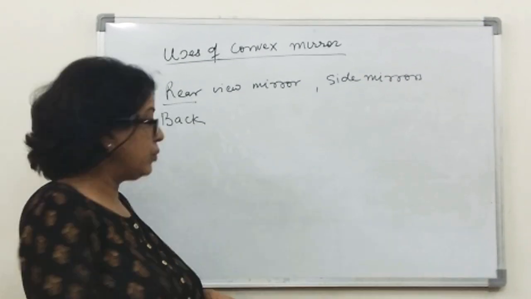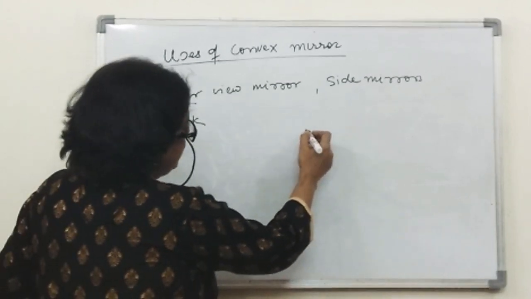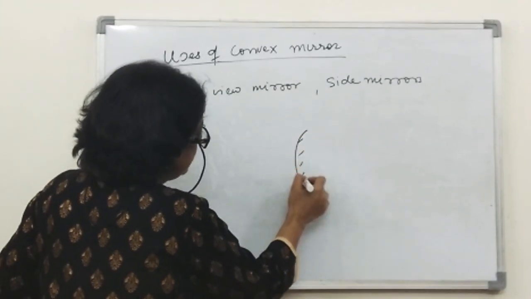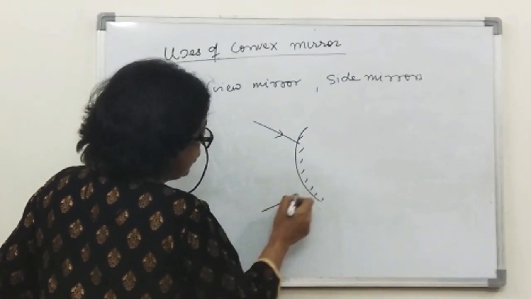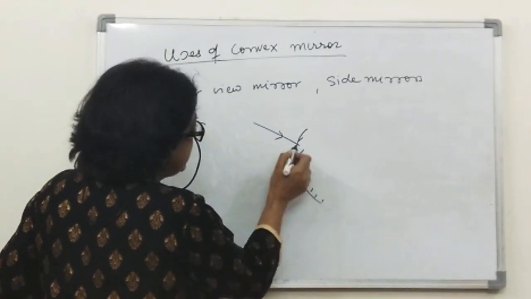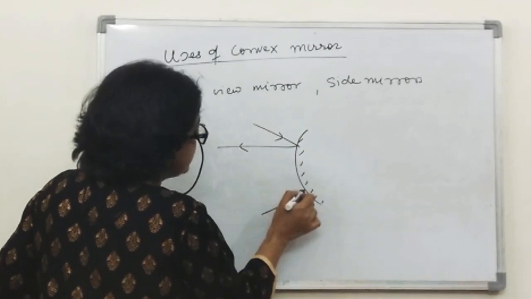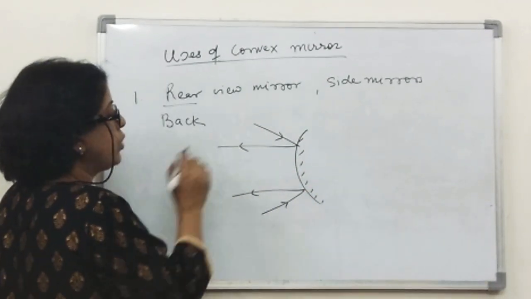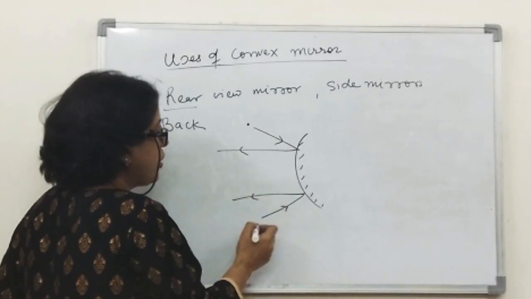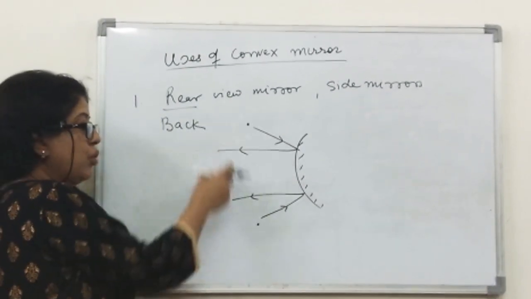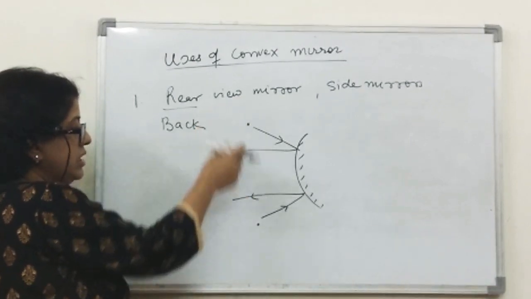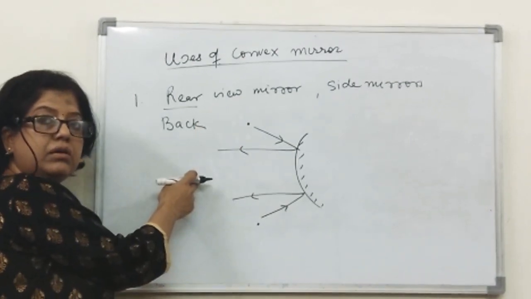What do you mean by this? Now, let's draw a convex mirror. If this is a convex mirror, and let's say the rays which are coming like this, falling on the convex mirror, they'll be reflected like this. Because of the shape of the mirror, they'll be reflected like this. So any object which is placed here or here can be seen by the observer sitting in front of the mirror. So objects as divergent as these two can be seen from the front.